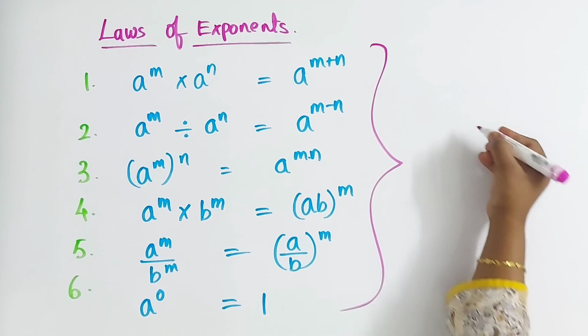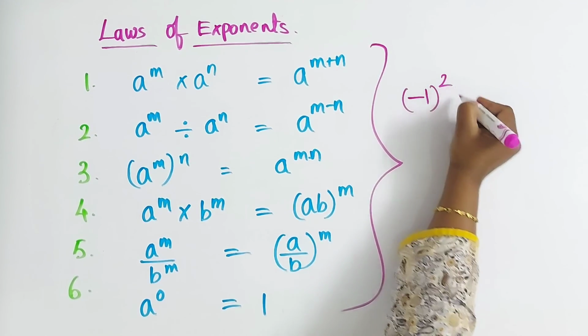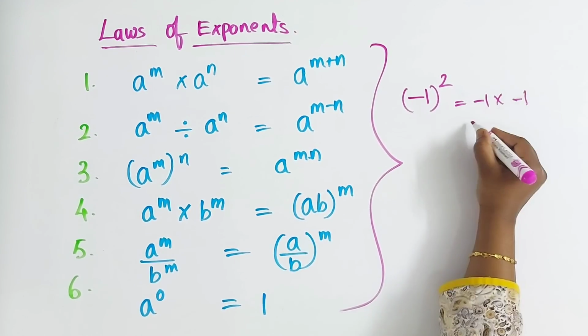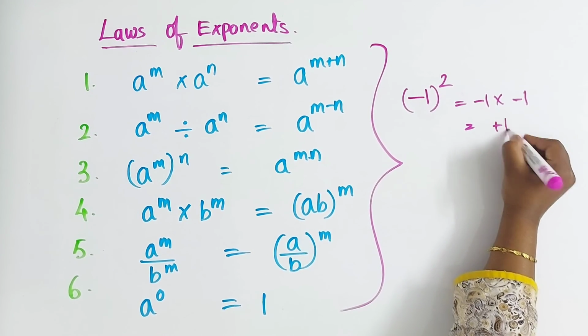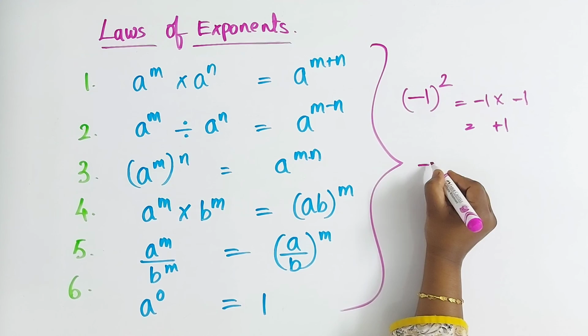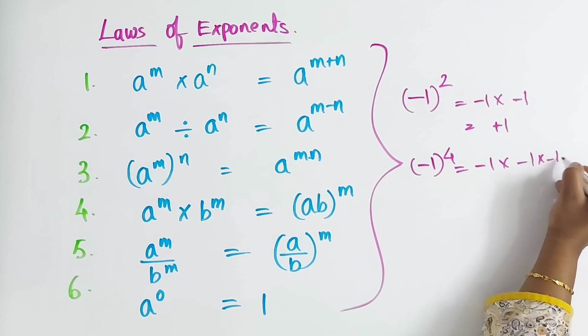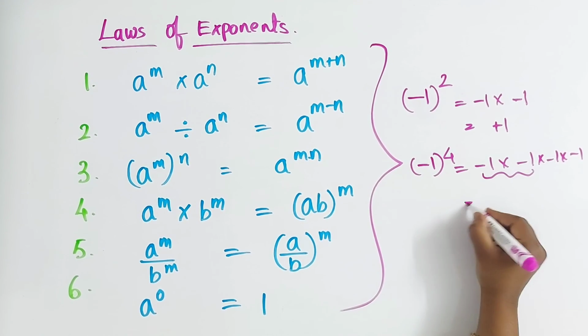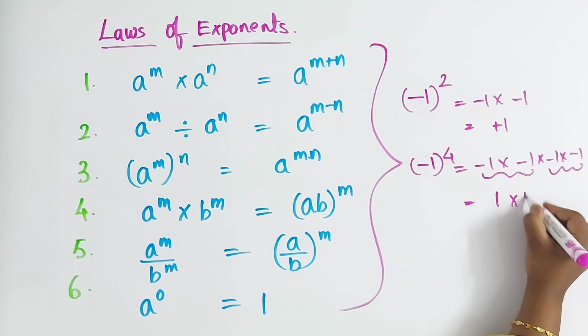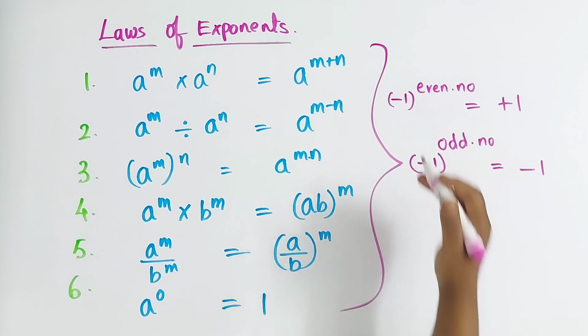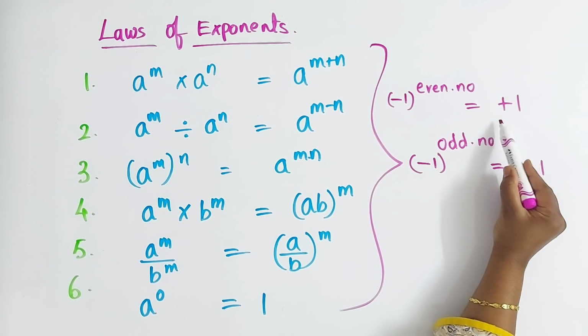Here one more important note, minus 1 whole to the power of 2. That means minus 1 we have to multiply 2 times. Minus 1 into minus 1. Minus into minus is plus, so it is plus 1, children. Right? We will take one more example, minus 1 whole to the power of 4. Minus 1 into minus 1 into minus 1 into minus 1. Here minus 1 into minus 1 is plus 1. Here also minus 1 into minus 1 is plus 1, that equals 1. That means minus 1 whole to the power of an even number, you will get positive 1. Right, children?